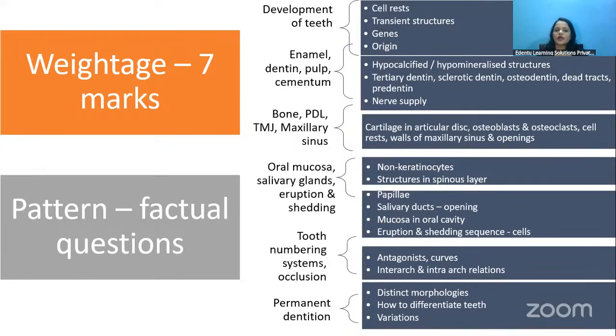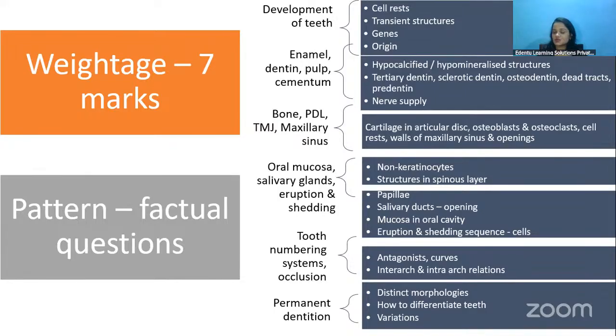Now coming to the topics that you should focus on. Regarding oral histology, starting from the development of teeth, you should have an idea about the cell rests, both the cell rests of Serres and the cell rests of Malassez: they are the remnants of what and where they are seen. You should definitely know that because questions were frequently asked regarding it. Then the transient structures in the cap stage, and the genes.